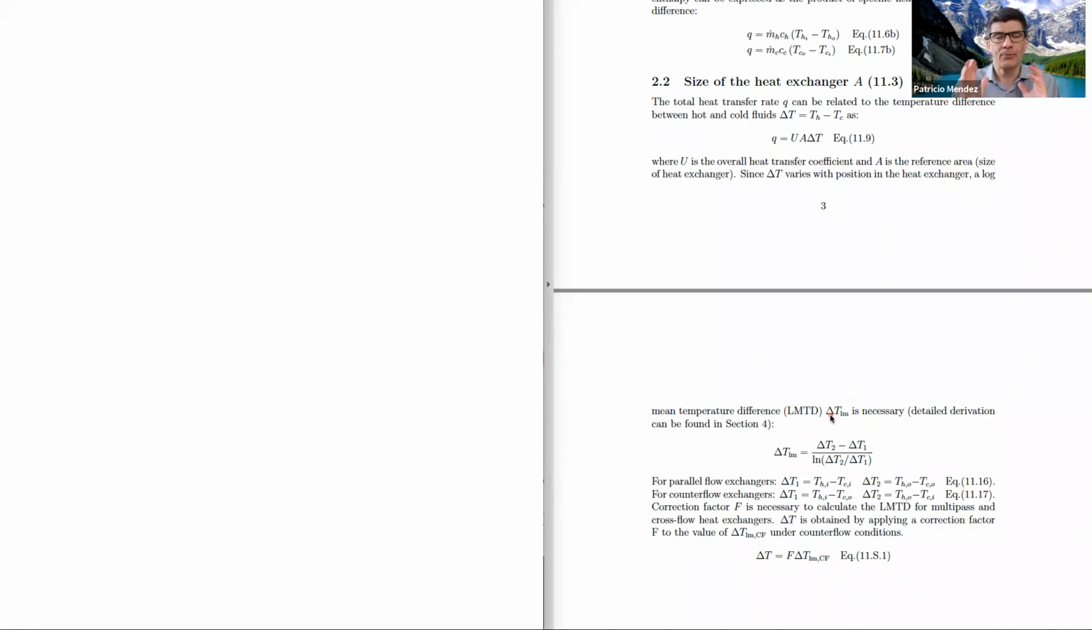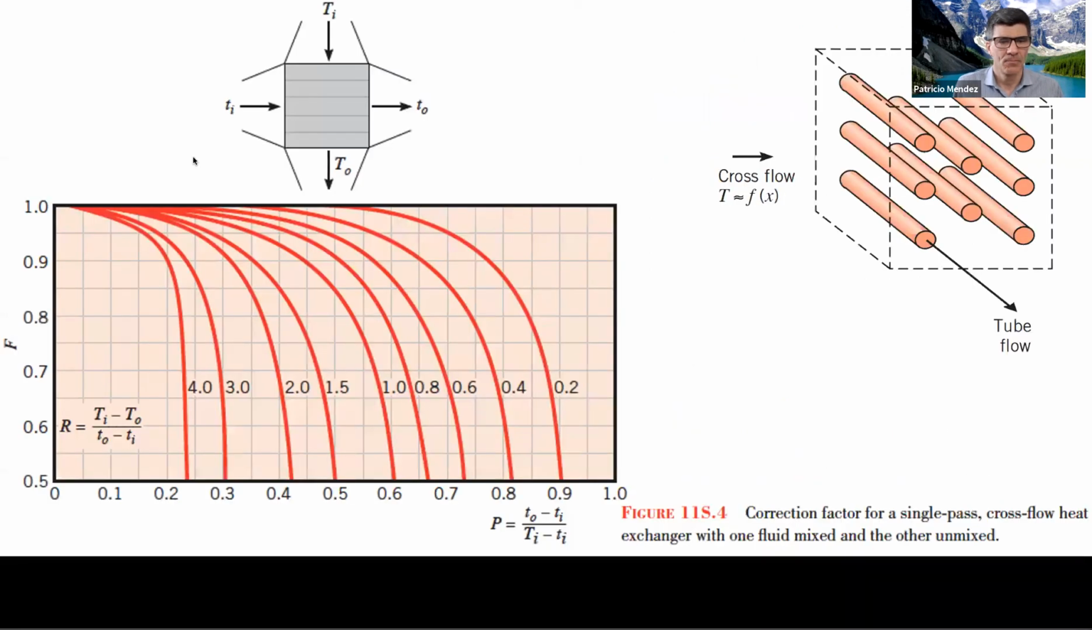However, if we have a heat exchanger that is one shell and two passes, one pass of the tubes goes counterflow and the other goes parallel flow. What do we use then? What we use is the correction factor I just showed you before in the slides. This correction factor F comes from these graphs here. This is the value of F.